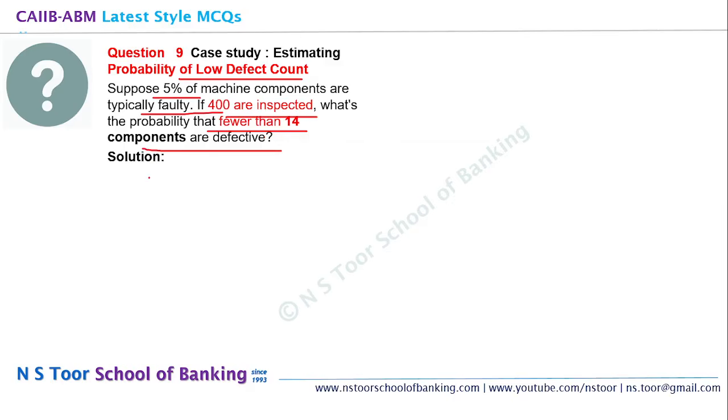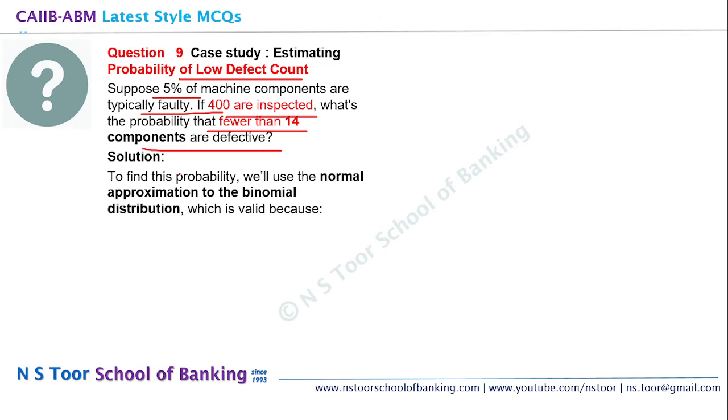So how shall we calculate it? Firstly, as we discussed in the previous slide, to find the probability we will use the normal approximation to the binomial distribution, which is valid because n is equal to 400.